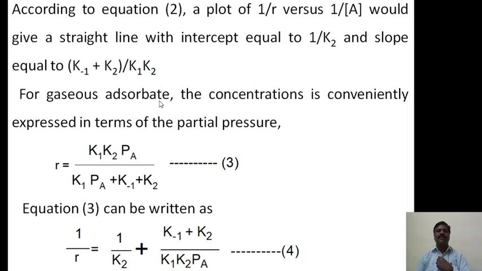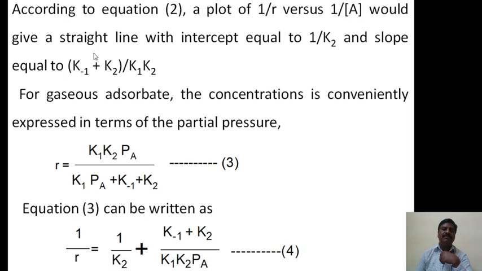For gaseous adsorbates, the concentration is conveniently expressed in terms of partial pressure. If it is a solid or solution, it can be written as molar concentration. If it is in the gaseous state, the adsorption will be expressed in terms of partial pressure. Therefore, it can be written as R is equal to K1 K2 into PA, the partial pressure of A, divided by K1 into partial pressure of A plus K minus 1 plus K2.